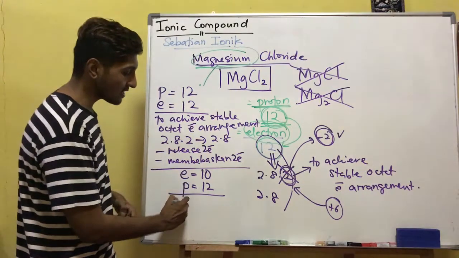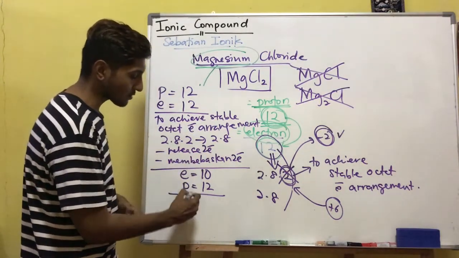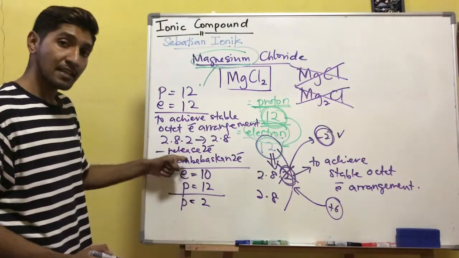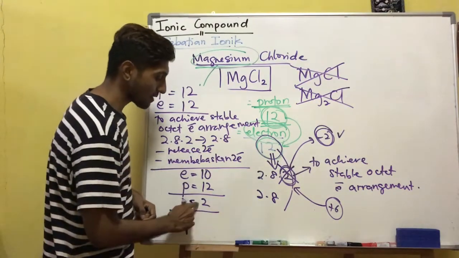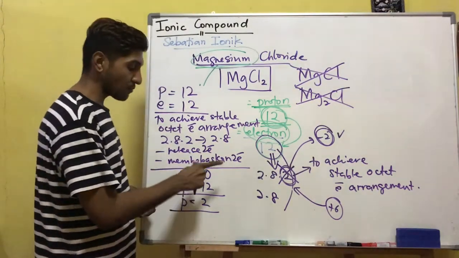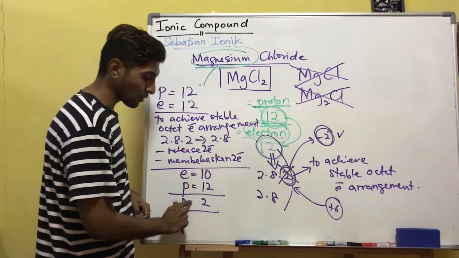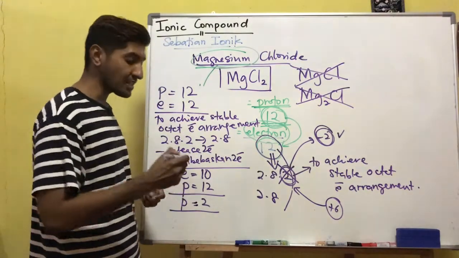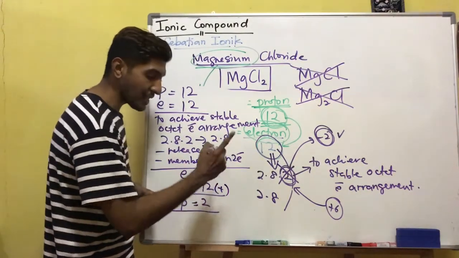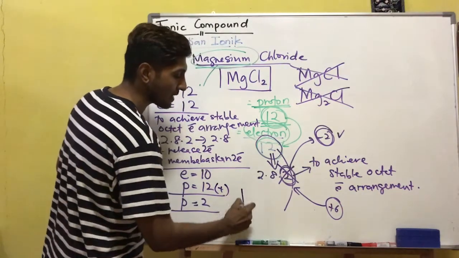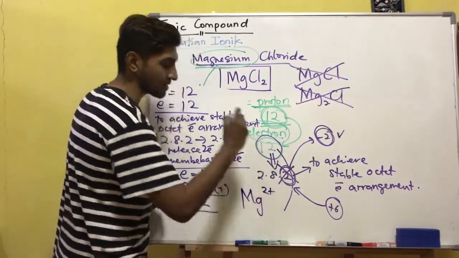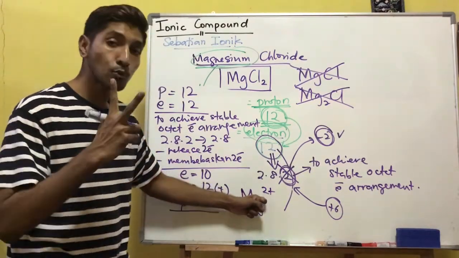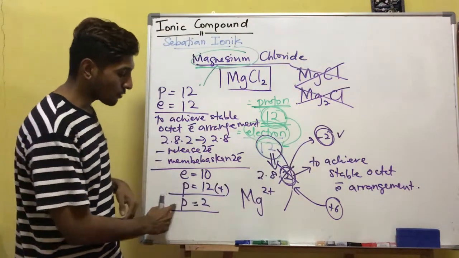So from this, you can see that the proton exceed electron by 2. So sekarang, proton lebih daripada elektron 2. So we have 2 extra proton. Sekarang elektron 10, proton 12. Kita ada proton ni lebih 2. Jadi disebabkan proton ni lebih 2, kita ada charge positif yang lebih 2. Sebab itulah magnesium Mg2+. Bukan Mg+, bukan Mg3+, tapi Mg2+. Kenapa? Sebab protonnya lebih 2.